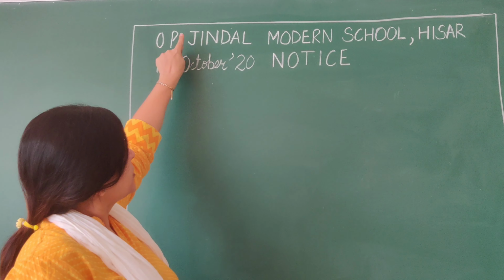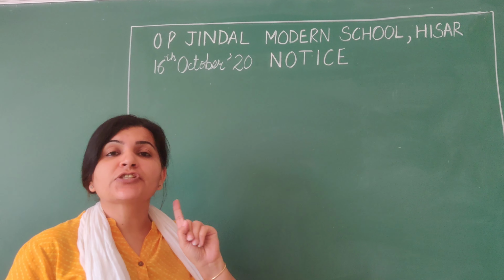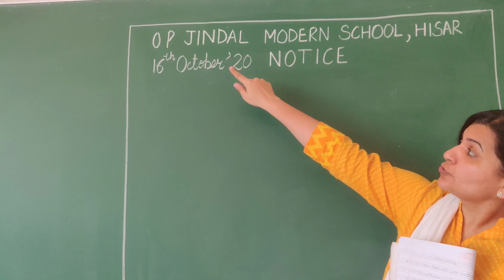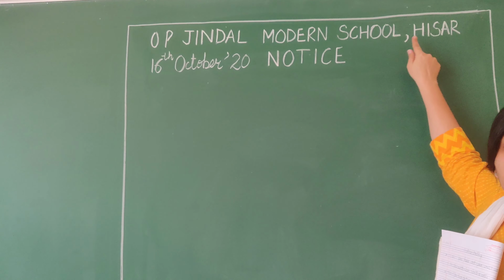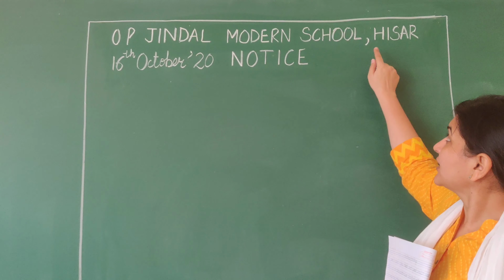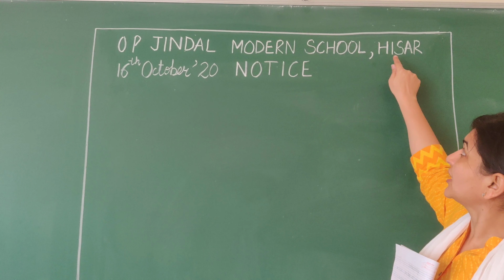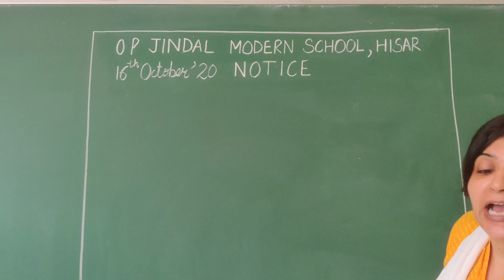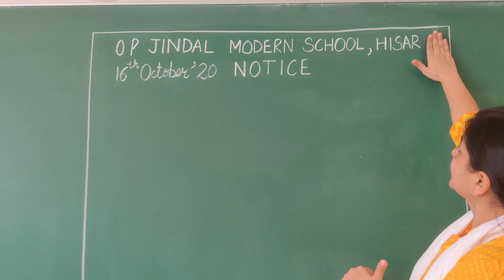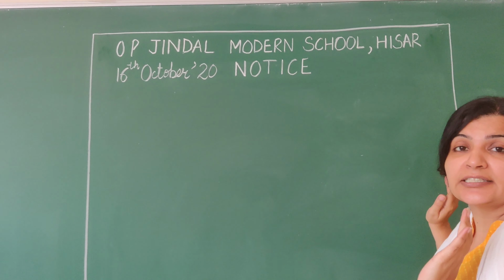Okay, second step, in the box the first line will have the name of the school and the city written. So we have the name of the school, O.P. Jindal Modern School, and city is Hisar. Another thing, while you write this, you should remember that you have a comma in between. So after the name of the school, use a comma and then the city name. And please remember that in the box you have centered it. So here I have left some gap, and the same gap is left to the other side.